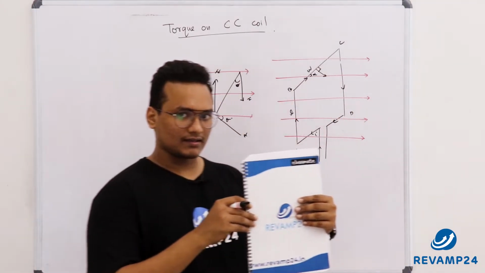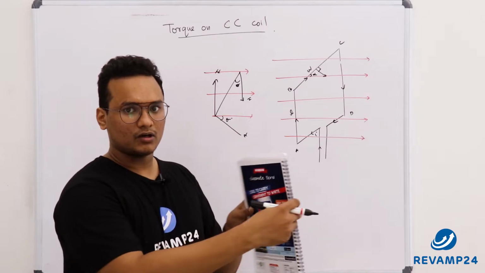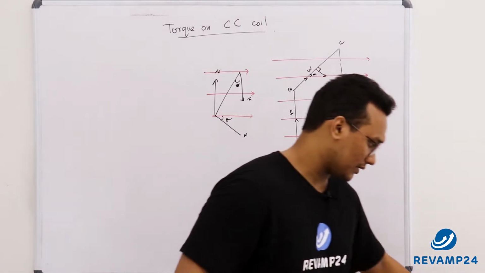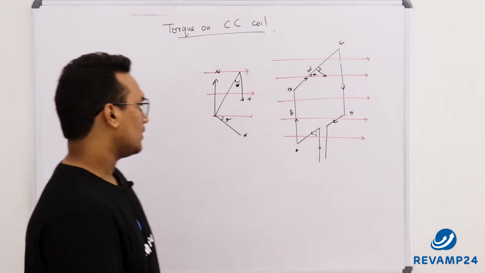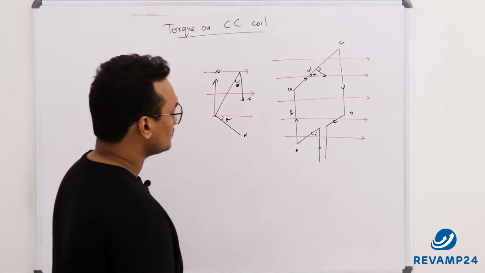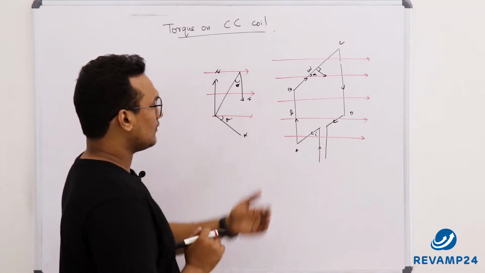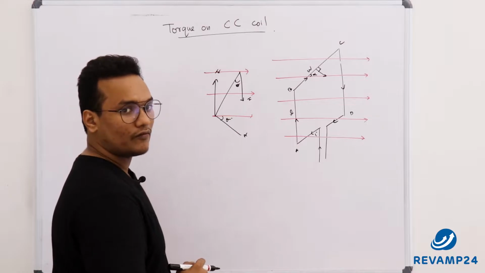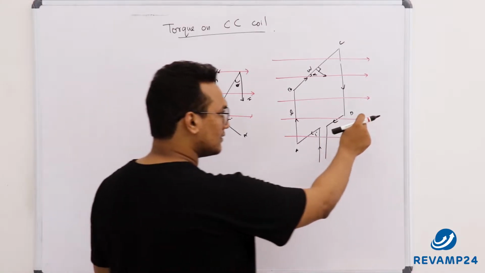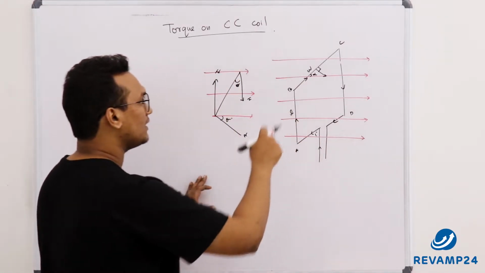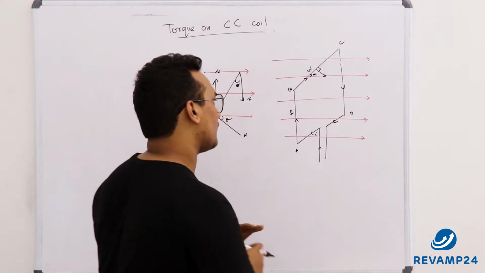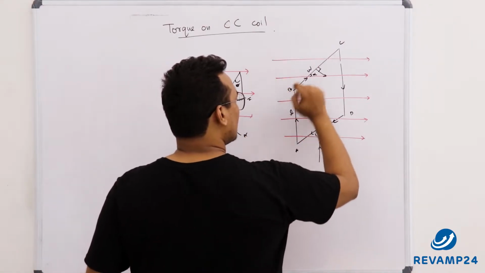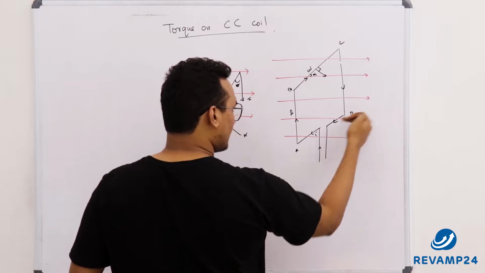So when there is a torque, then this can rotate. So this is basically the working principle of electric motor. But anyway, we will see this. So first we will try to get the value of force exerted by the magnetic field on each conductor. So we have four parts here: AB, BC, CD and AD.